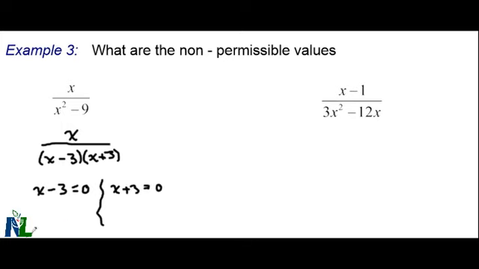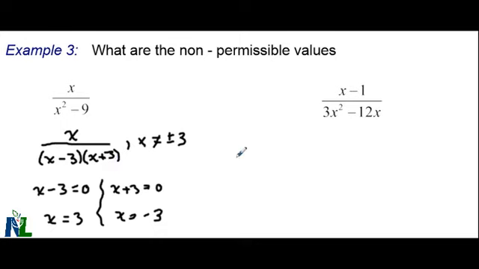Now solving these for x, I get that if x equals 3, or if x equals negative 3, then my denominator is going to evaluate to be 0. So I would say that x can't be, or is not equal to, positive or negative 3. So that was using difference of squares.